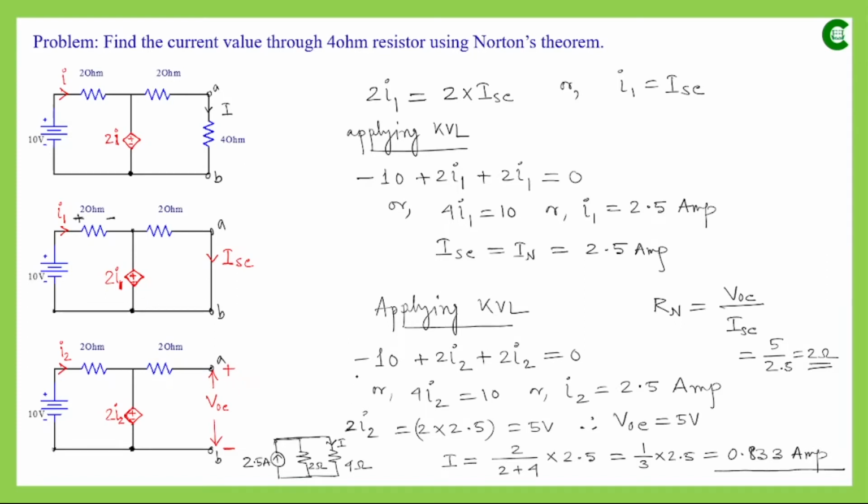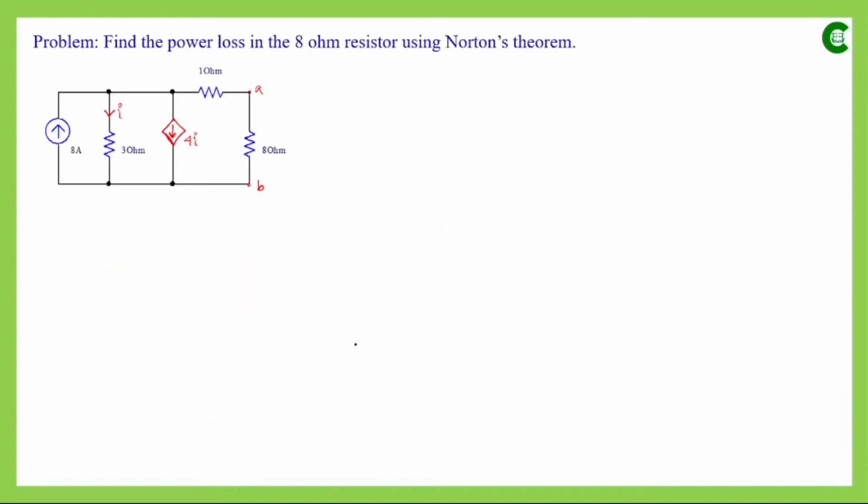Now in the next example, again we can see here that we have a DC network having 3 resistors. We have an independent current source having value 8 ampere, and here we have a dependent current source.